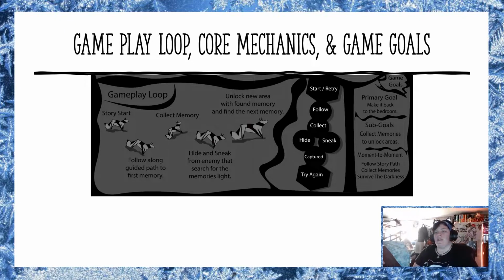As for my game goals, you want to make it back to the bedroom, and that's the end of the game. So your primary goal is to make it back to the bedroom, and then the sub goals would be to collect the memories and unlock areas that make you progress through the game. The moment to moment is basically, as I explained in the game loop, you follow the story path, you collect the memories, and then you survive or evade the darkness as you go around the levels. So that is the whole basic idea of the game goals, the mechanics, and everything else.